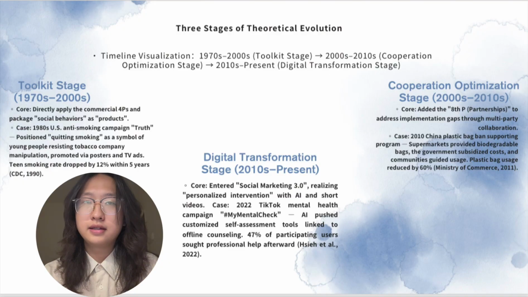The second stage is the cooperation optimization stage from the 2000s to 2010s. This stage added the 5th P, partnerships. It brings together different groups to solve problems during implementation. A typical example is the supporting project of China's plastic bag ban.